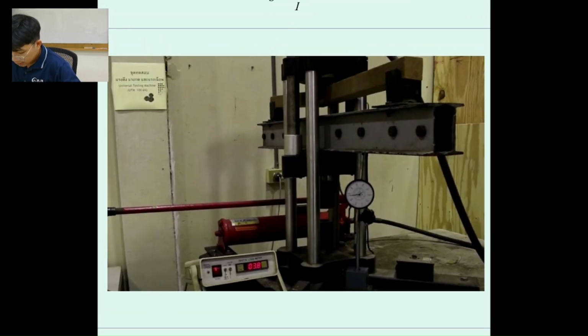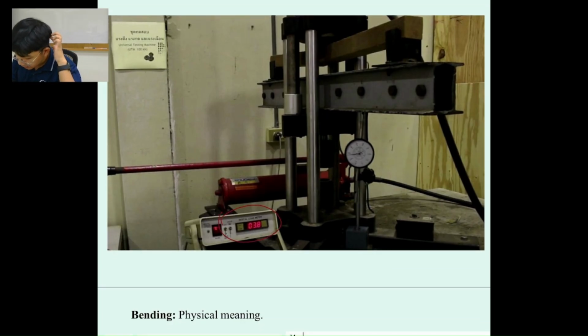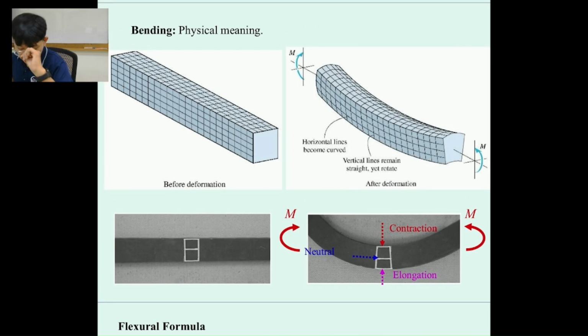Okay. All right, so here's the sample that we test at the lab. We measure force and the delta over here, which is the deformation of the sample. Okay, this is the physical meaning, which means for bending, if we apply the concentrated force at the middle of the sample, there will be elongation at the bottom caused by tension force, and the top one is going to produce the contraction that comes from the compression force. Okay.